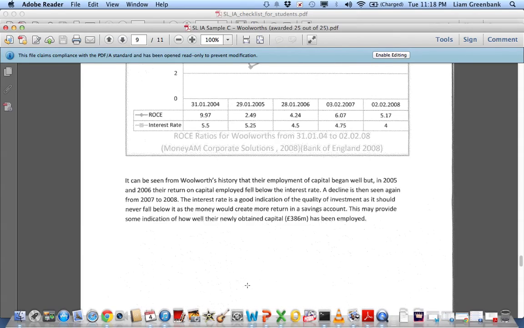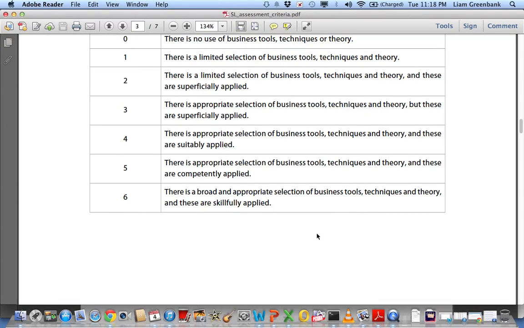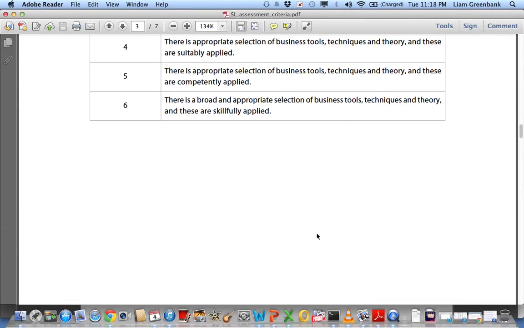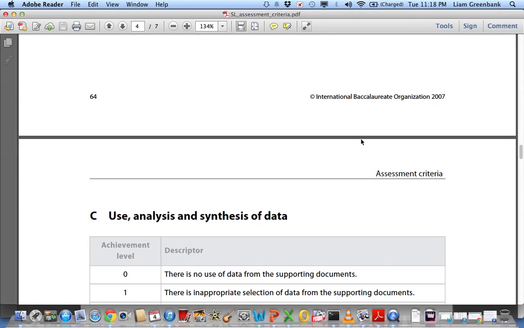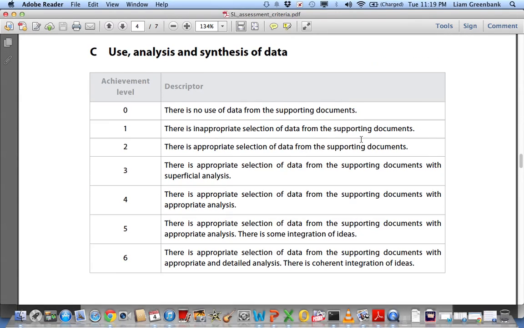More graphical data. So if we go back to the assessment criteria, and they have shown a broad and an appropriate selection of business tools, techniques, and theory, and they are skillfully applying these throughout their answer. The next one, analysis and synthesis of data. To get 6 out of 6, there is appropriate selection of data, which they have done.